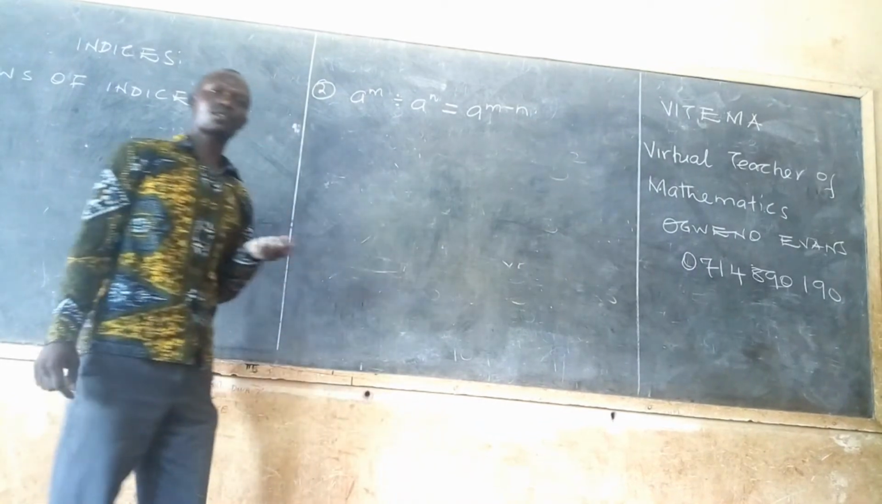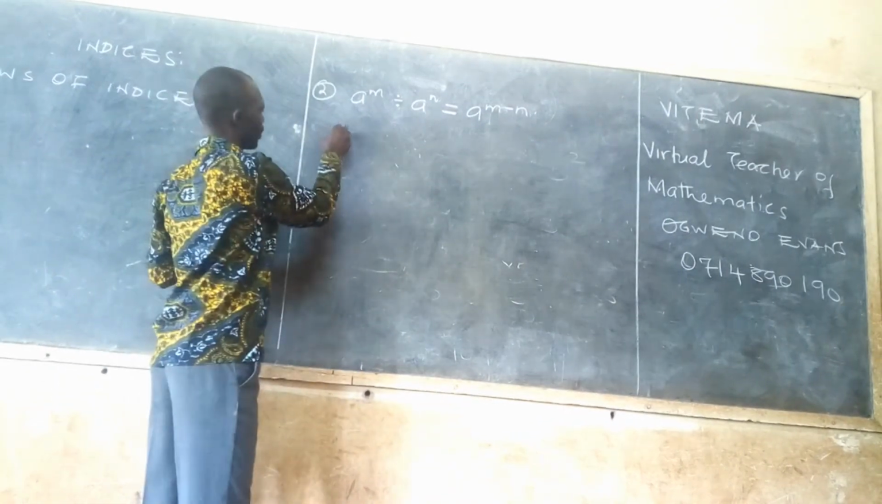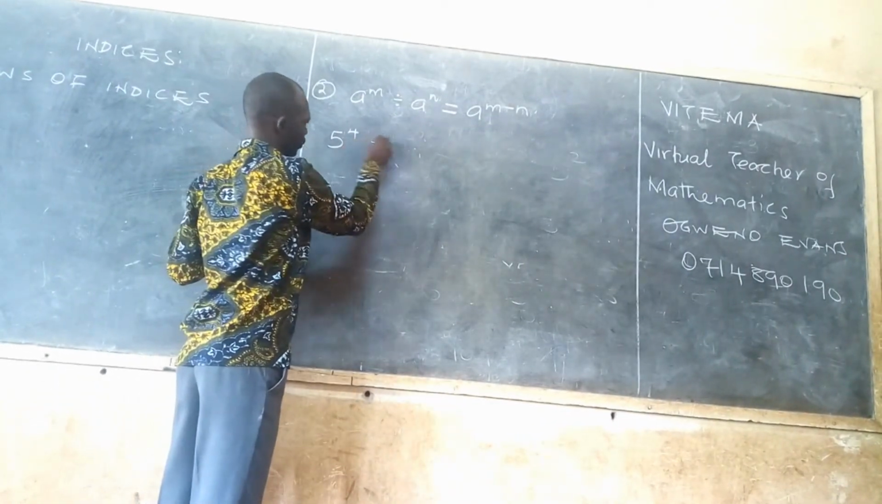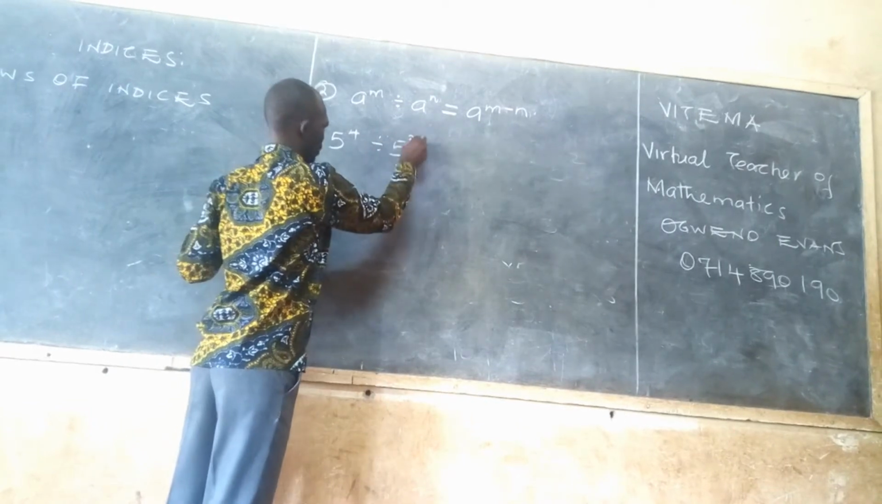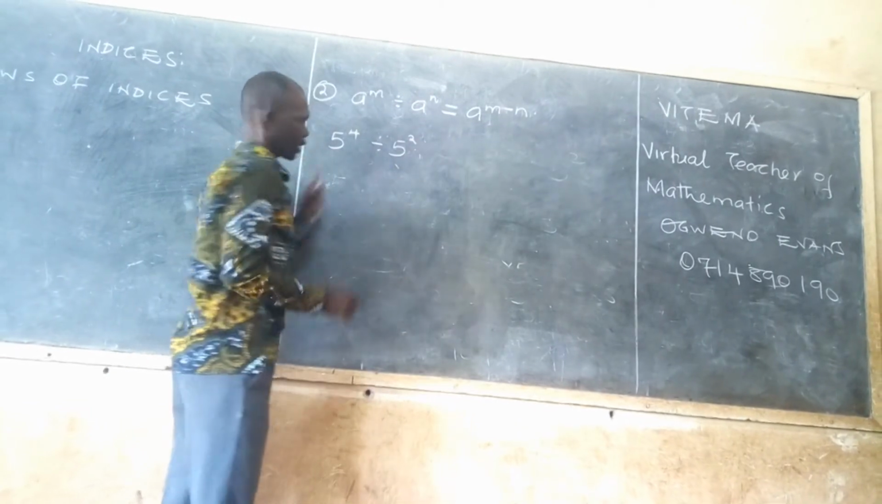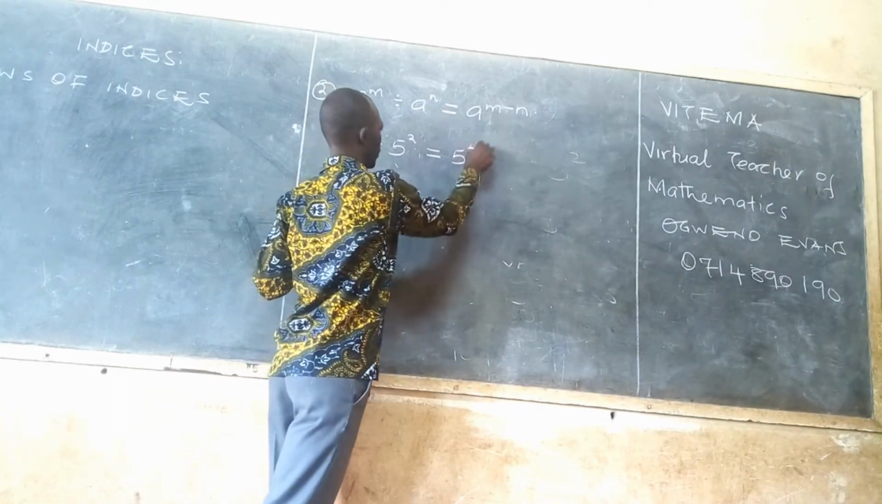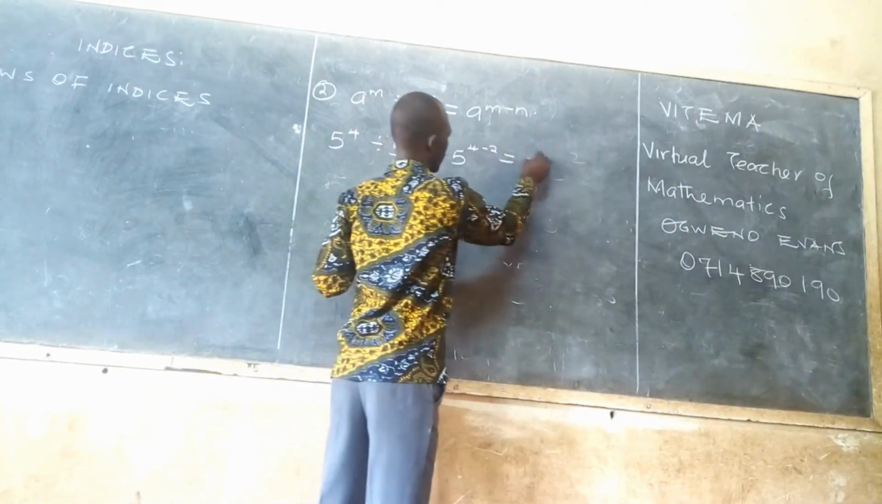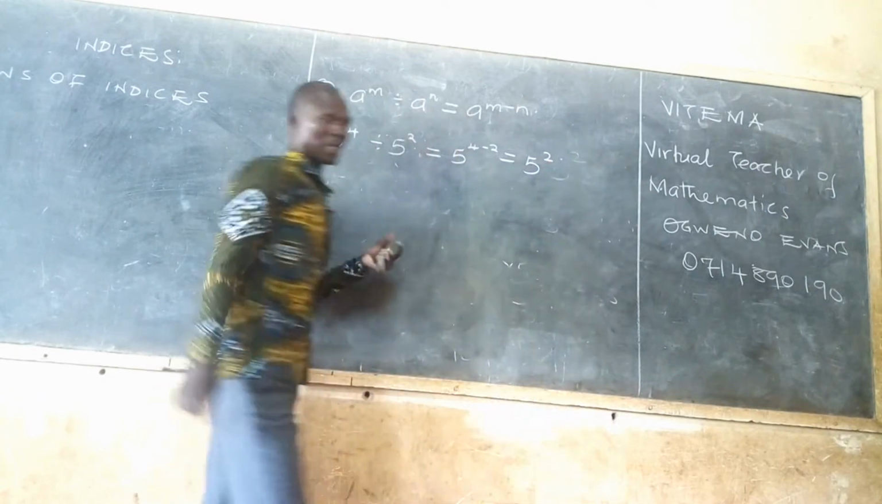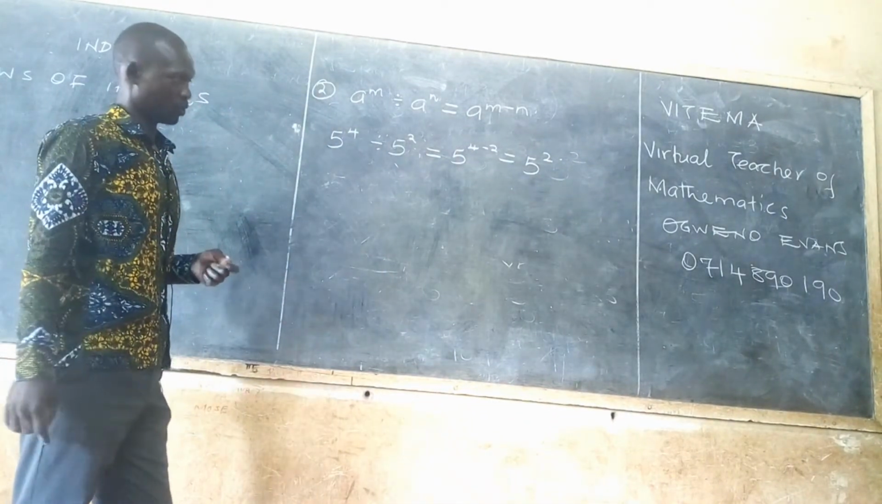I use numbers to explain. If I have 5 to the power 4 divided by 5 to the power 2, the bases are the same. This law tells me it is 5 to the power 4 minus 2, which is 5 to the power 2. Can we show whether this works or not?